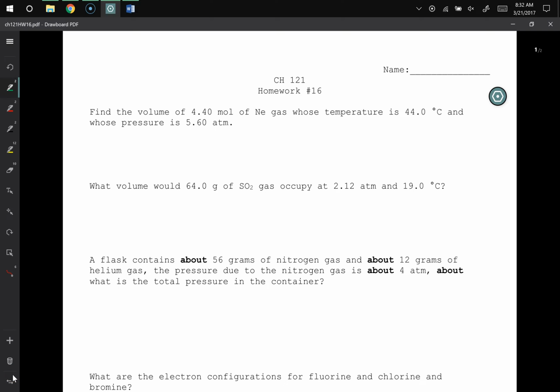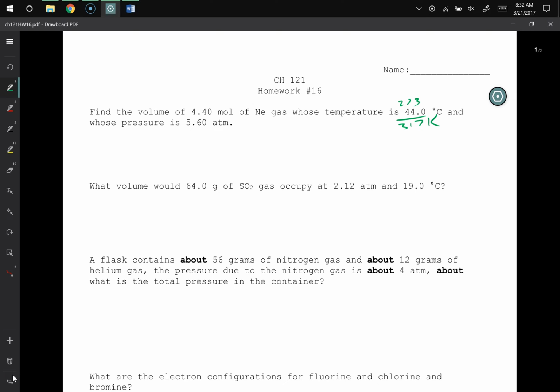Okay, let's go ahead and answer this first one. So we've got to find volume. We've got moles. We've got pressure. I have a temperature. I'll just take the temperature, 317 K. Just do that right away.